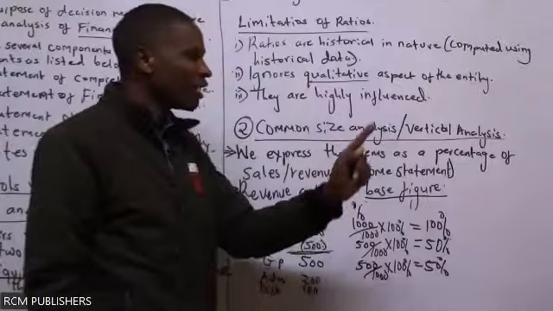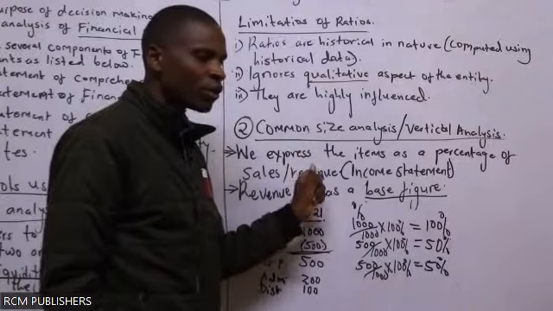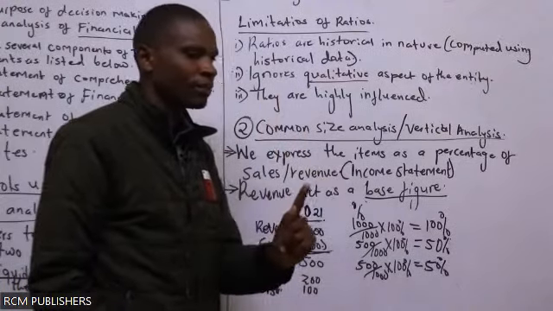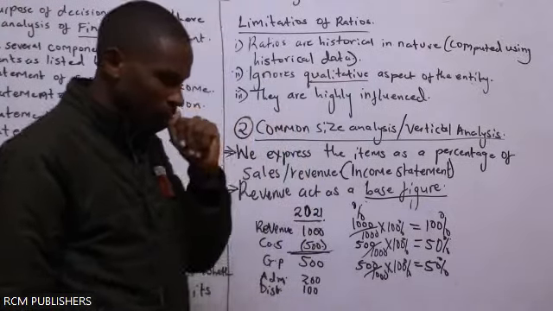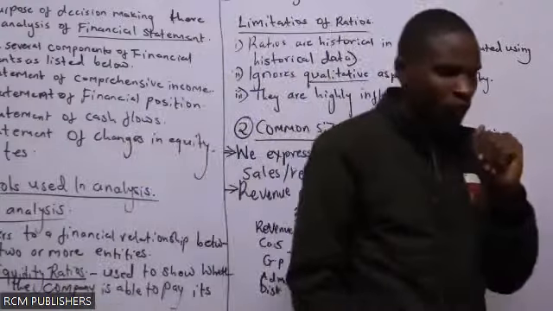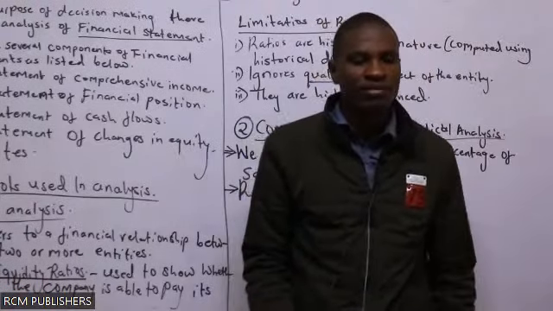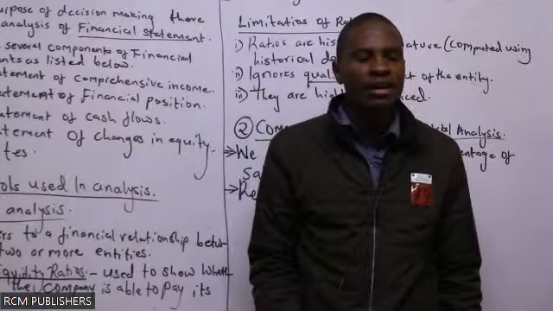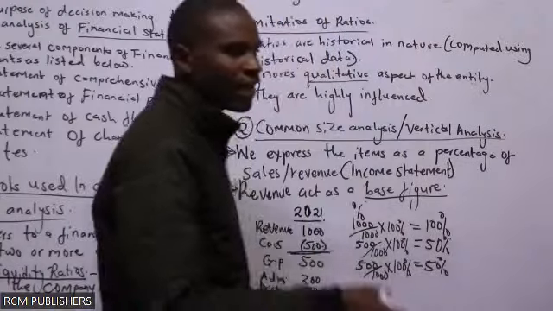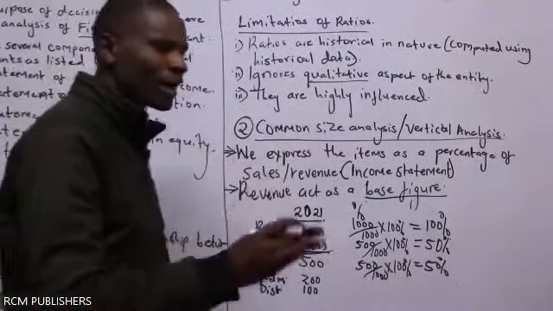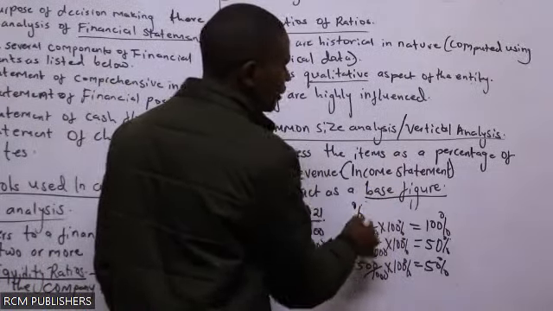But remember, we are talking about the income statement. Under the income statement, revenue is common. When you go to the balance sheet, what do you think will be our common base? This is very interesting. What will be our common base when we go to the balance sheet? Yes, total asset will be our common factor.